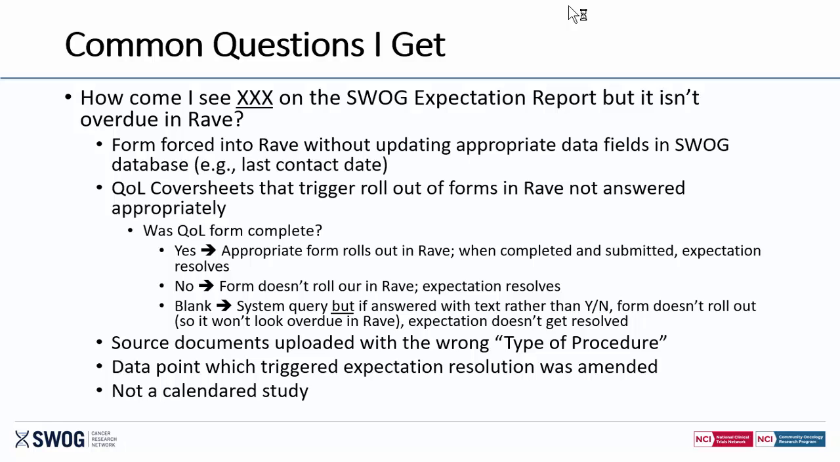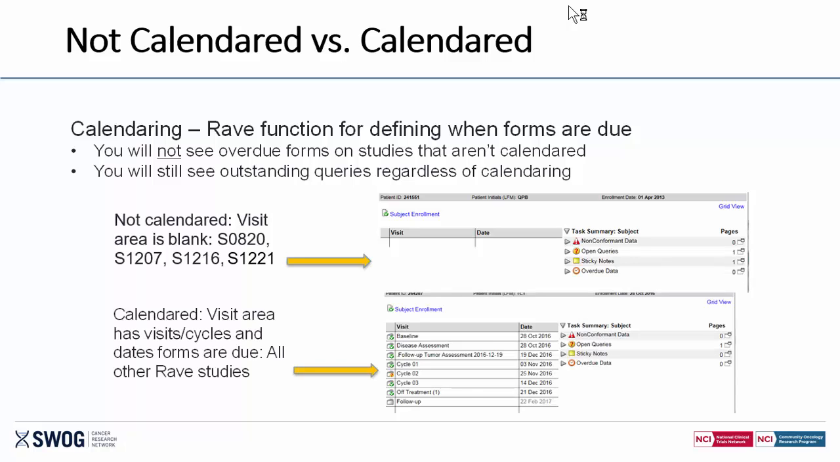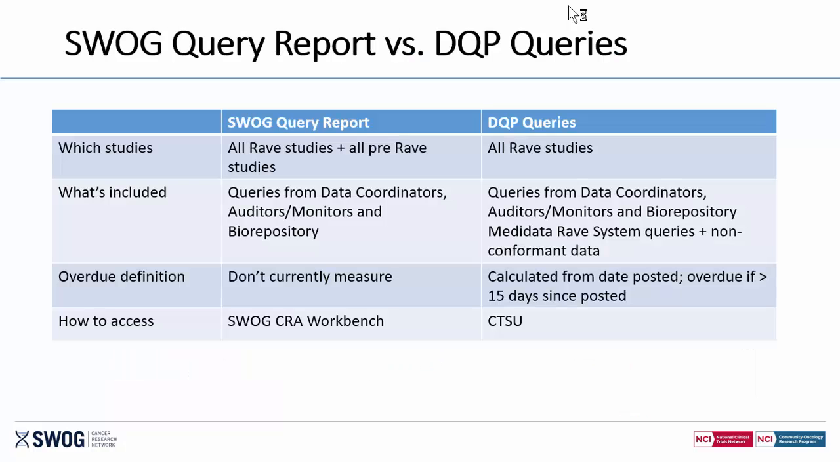Also, if it wasn't a calendared study, sometimes people say it's not showing up as overdue in RAVE, and it's because it's not calendared in RAVE. We only have 4 studies that are not calendared. It was discussed very briefly yesterday, and that's some of the back end of what's done. So these studies, 0820, 1207, 1216, 022 and 1221, aren't calendared, so they'll never have overdue forms in DQP. That's what it looks like if it's not calendared, versus if it's calendared.